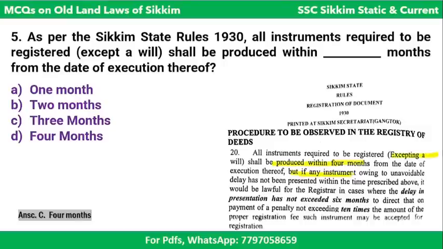But if any instrument owing to unavoidable delay has not been presented within the time prescribed, then it would be lawful for the registrar in cases where the delay in presentation has not exceeded 6 months. So it should not exceed 6 months. In exceptional cases where, due to unavoidable situation, there has been delay, but it should not exceed 6 months, okay. So this is clear.